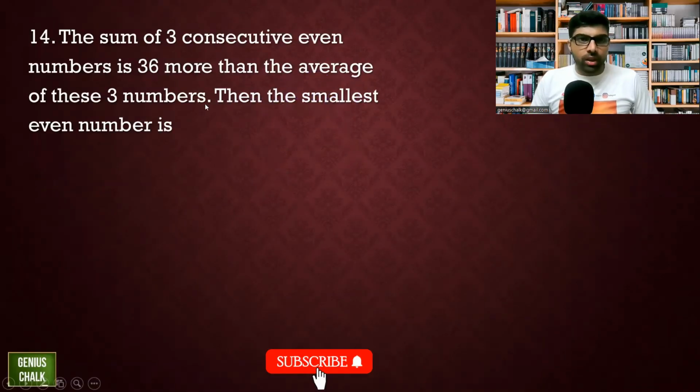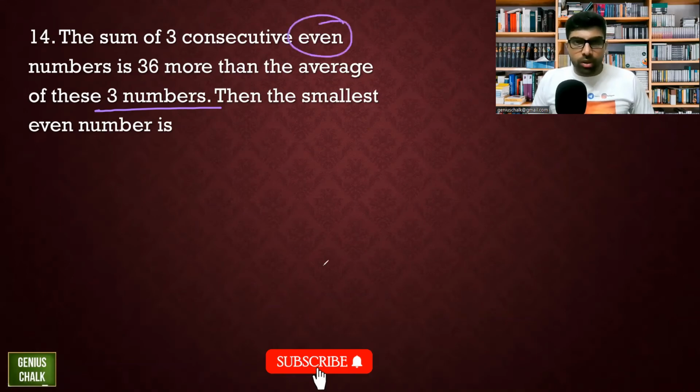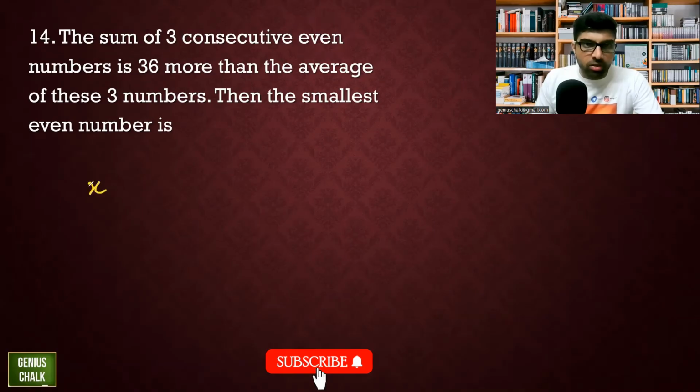The sum of 3 consecutive even numbers is 36 more than the average of these 3 numbers. Find the smallest even number. You can solve this in 2 ways. First, by variable. If you take the first even number as x, the second must be x plus 2, the third must be x plus 4. Now, what is their sum?